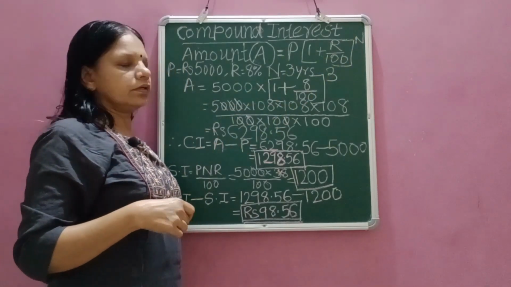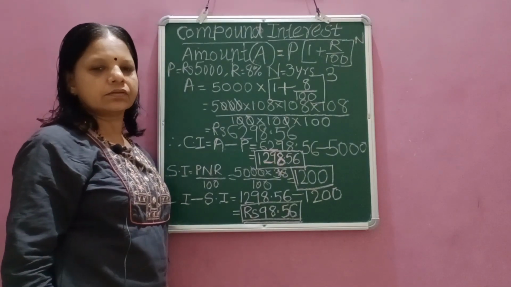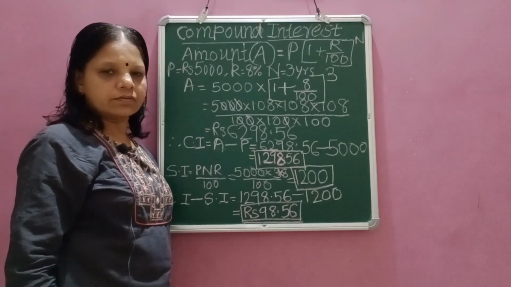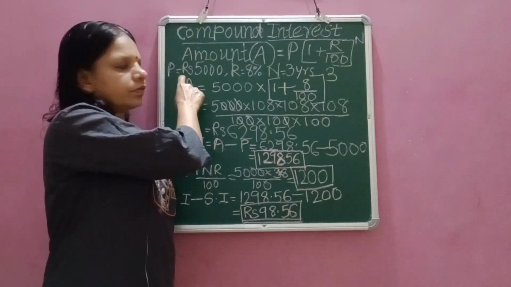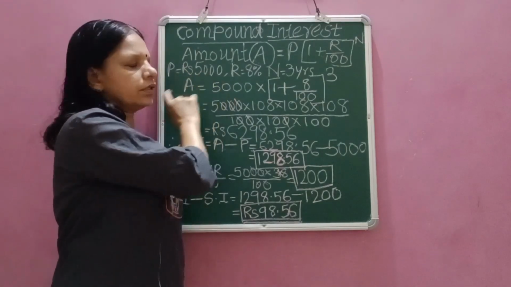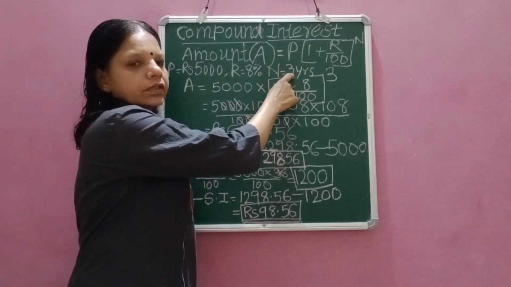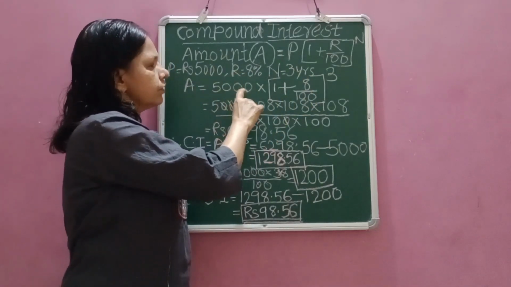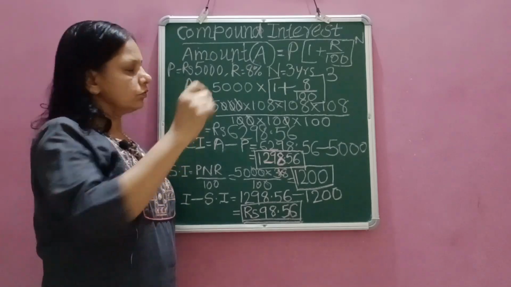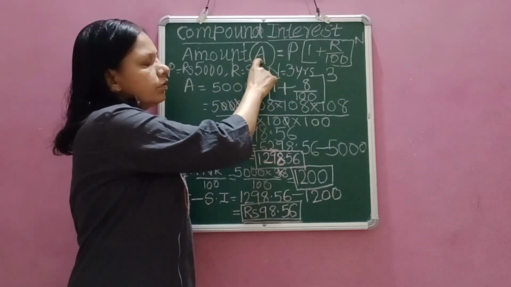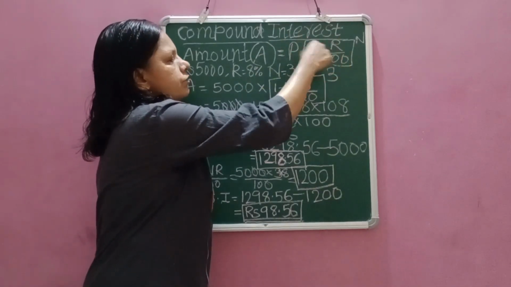So we will take the same example as the last class for calculating the simple interest, where we got the answer 1200 as the simple interest. What are the values? P equal to rupees 5000, R equal to 8%, N equal to 3 years. Substitute the values in this formula. First, what will you get? Amount. Write the formula: A equal to P into 1 plus R upon 100 all raised to N.